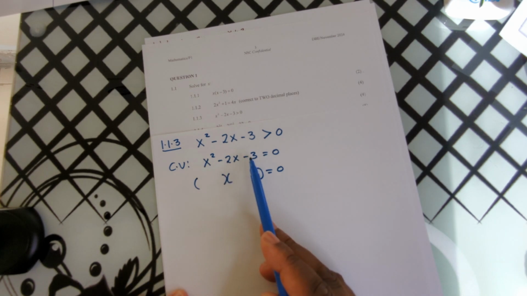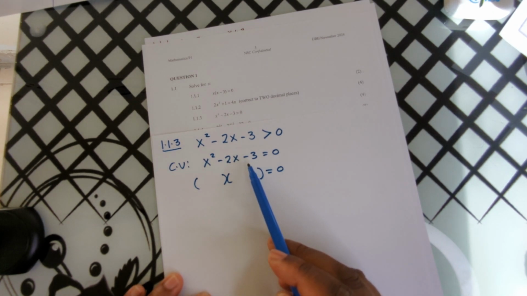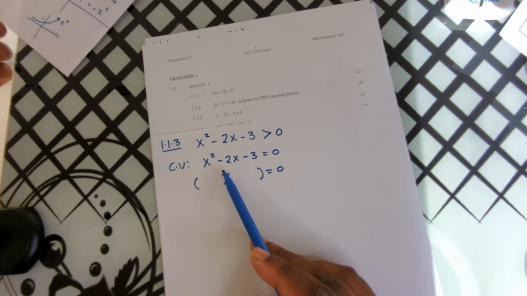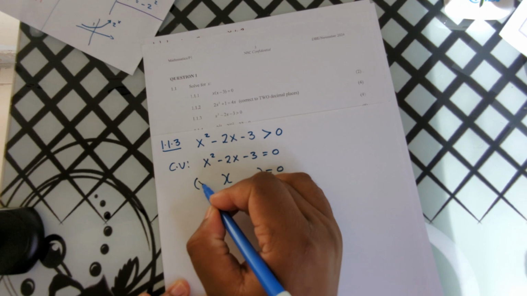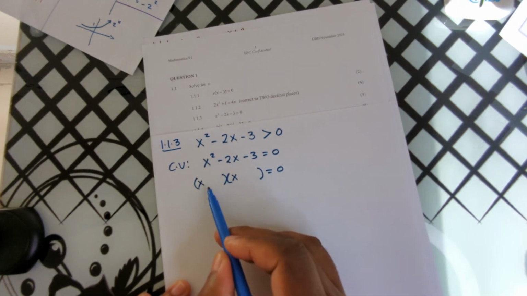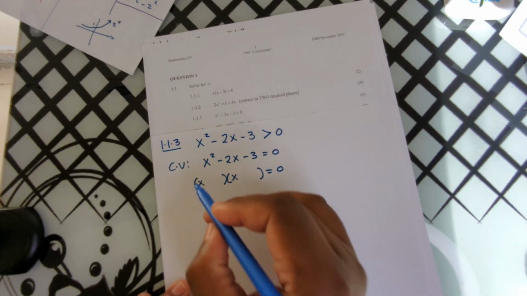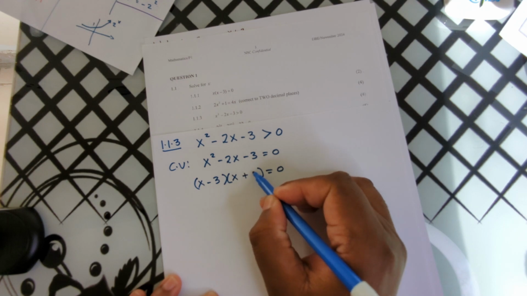1 multiplied by -3 is -3. Then we need two factors of -3. So two numbers that if we multiply, they will give us -3, but if we add them, they will give us -2. Those numbers are the numbers that we're going to write here inside our brackets next to x. So you will find that the two numbers are -3 and +1.